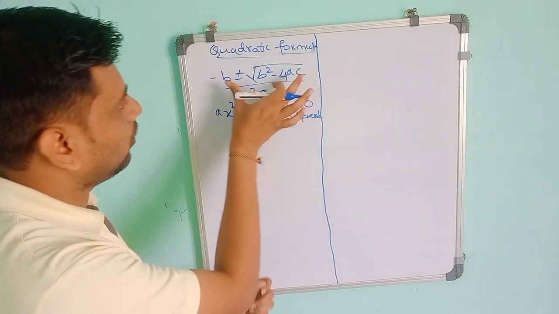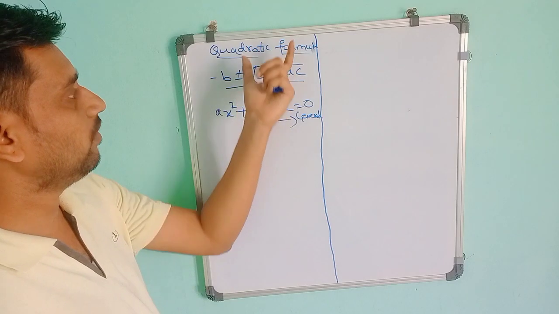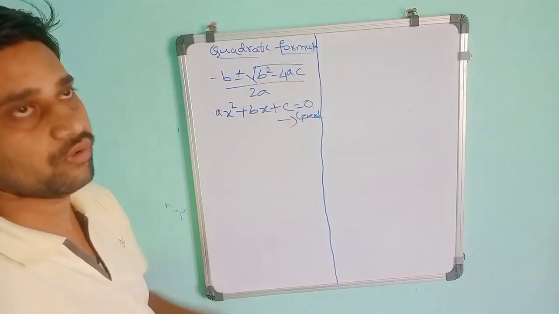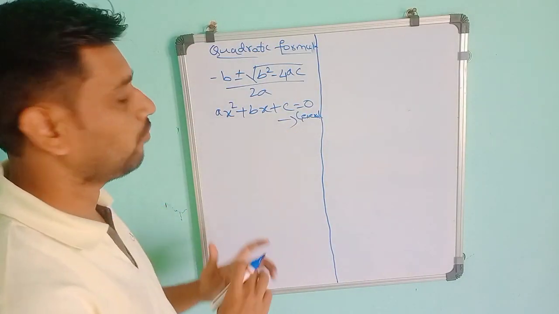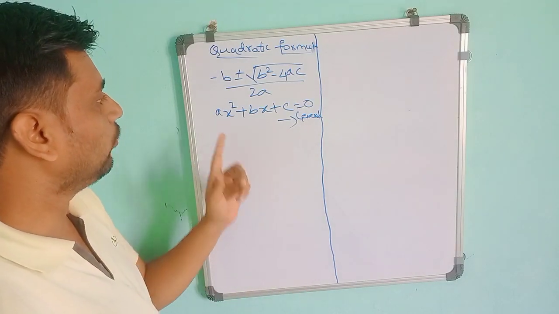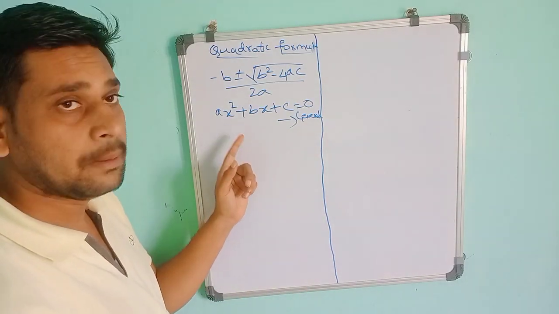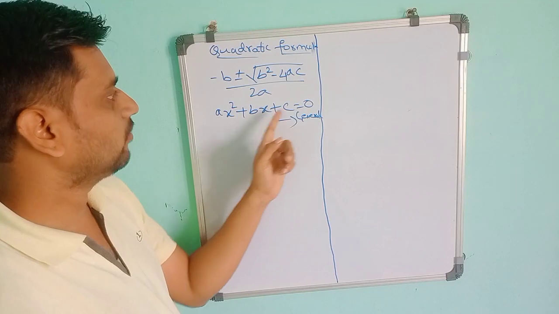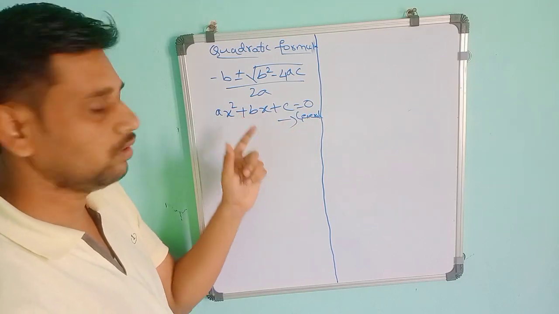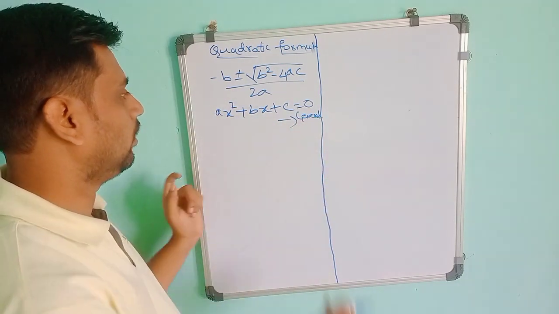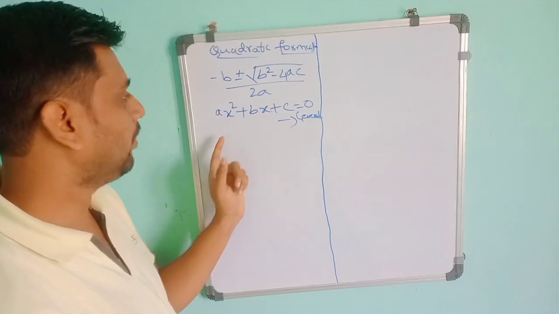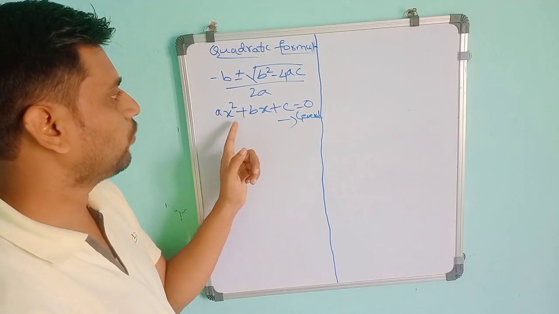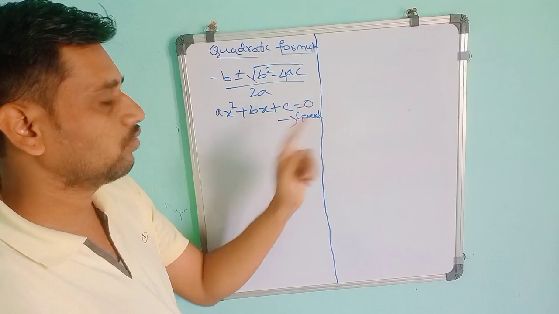This is the quadratic formula for solving the roots of the quadratic equation. How this comes is given in the example in your book. You can see that ax square plus bx plus c is there. First you have to divide the whole equation by a, so here it will be x square plus bx by a plus c by a equal to 0.